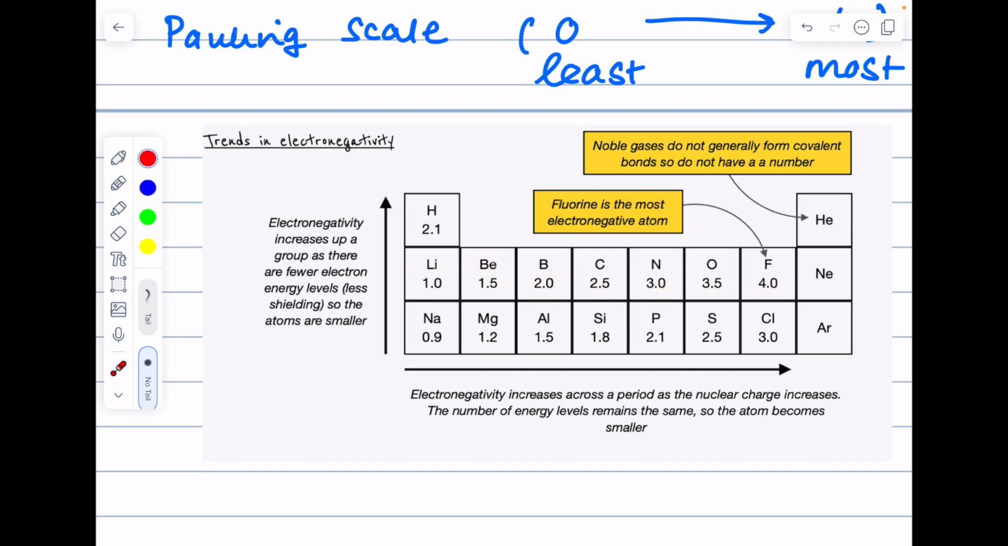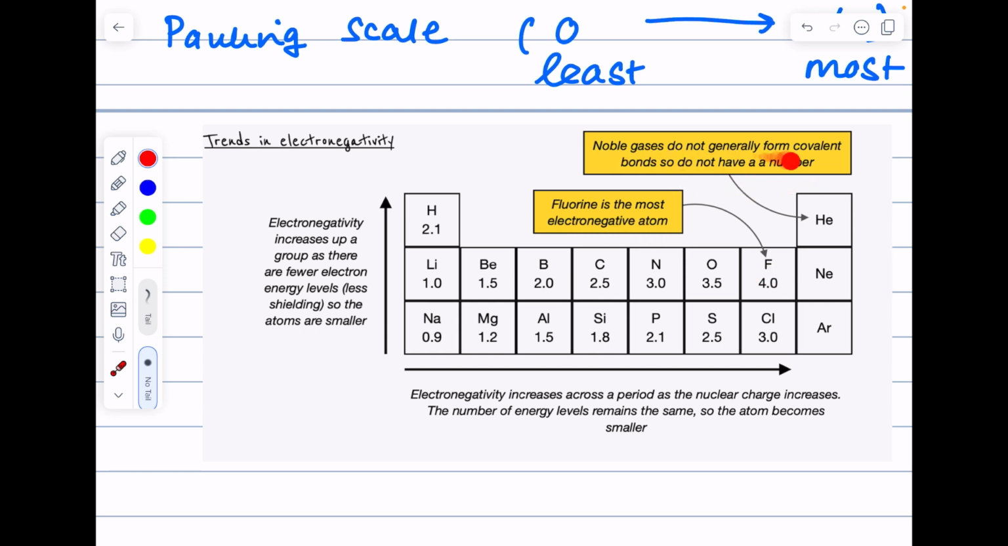As we go across the period, we can see that the electronegativity increases, so fluorine is much more highly electronegative compared with lithium, and it's actually in this right-hand side of the periodic table you'll find the most electronegative elements. That really does include nitrogen, oxygen, and fluorine. Fluorine is the most electronegative atom.